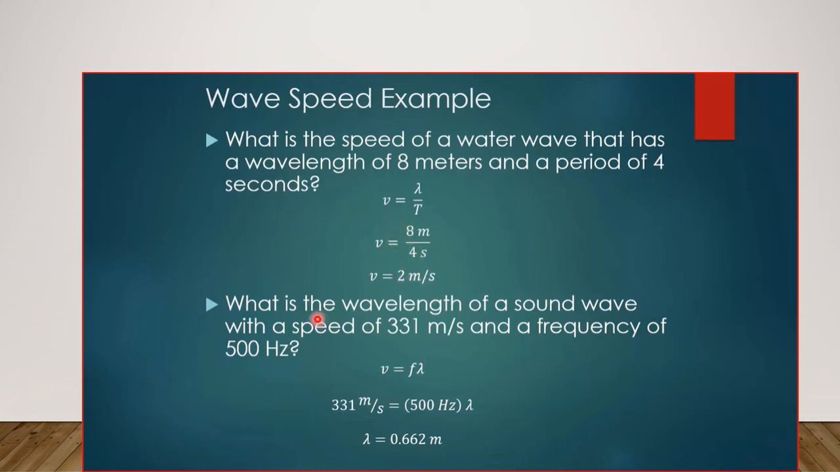Number 2: What is the wavelength of a sound wave with a speed of 331 meters per second and a frequency of 500 hertz? We are given the frequency, so we can use the equation v is equal to the frequency multiplied by lambda. We are asked to find the wavelength, which is lambda. Therefore, lambda is equal to 331 meters per second divided by 500 hertz, and it will give us lambda equal to 0.662 meters.